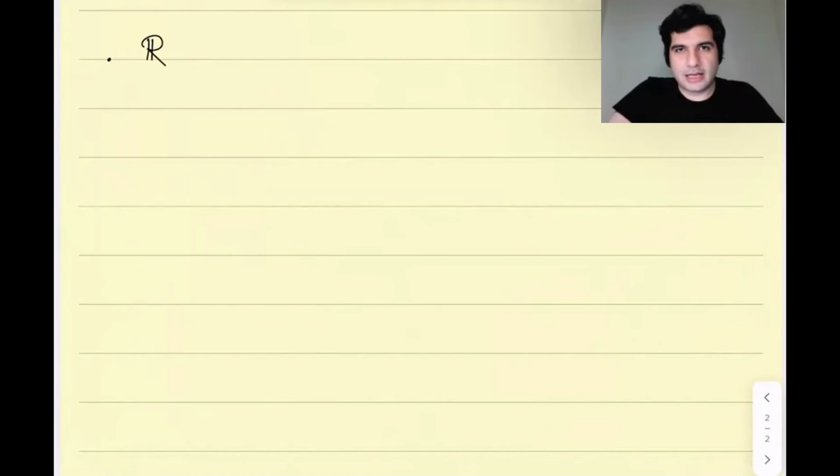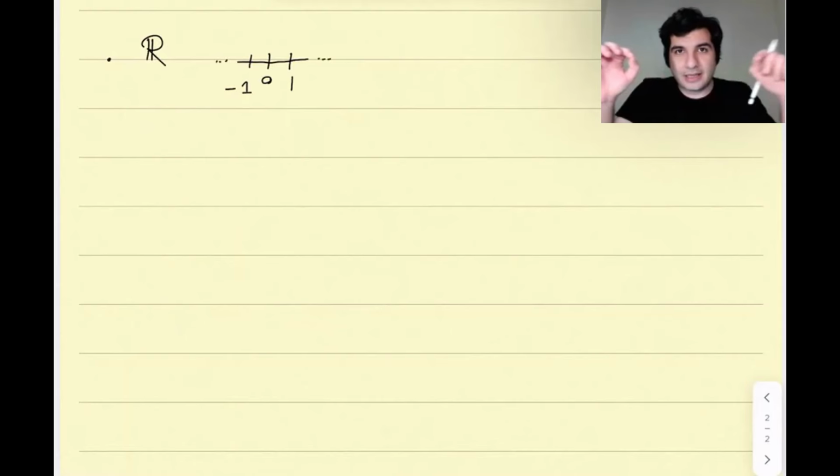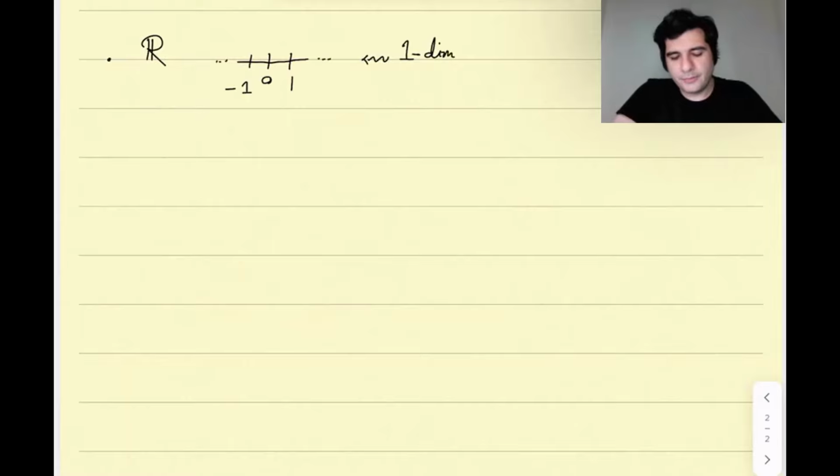We think about R as a one-dimensional space. The set of real numbers, we think about it as a straight line, right? There's 0, 1, 2, etc. And from the other side, -1, -2. This line is a line without any thickness. So this is essentially a one-dimensional object.